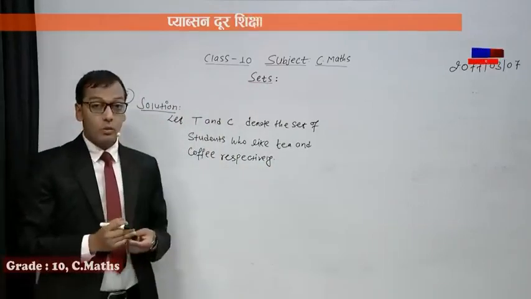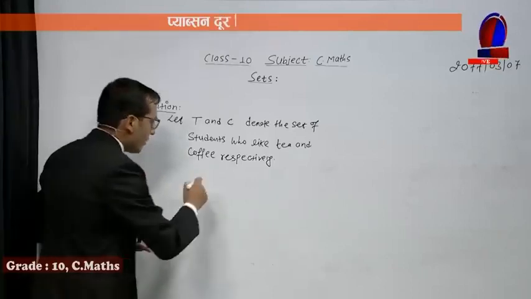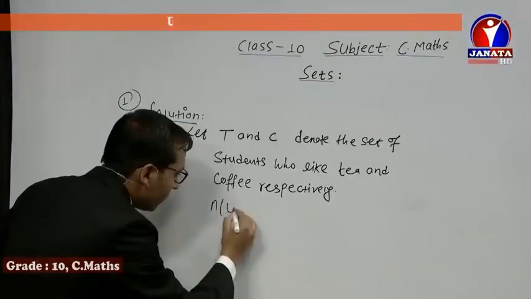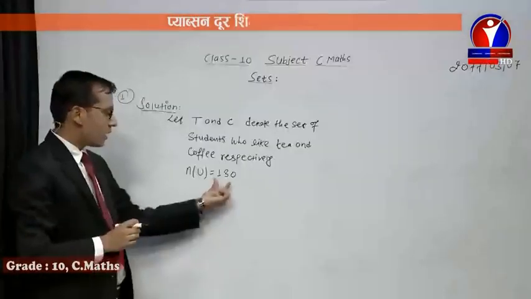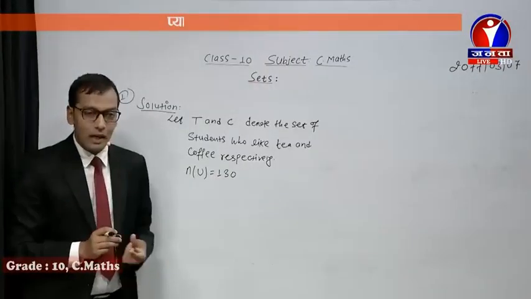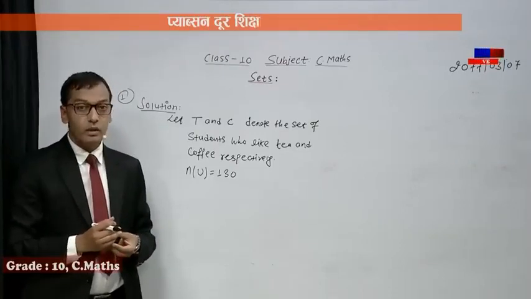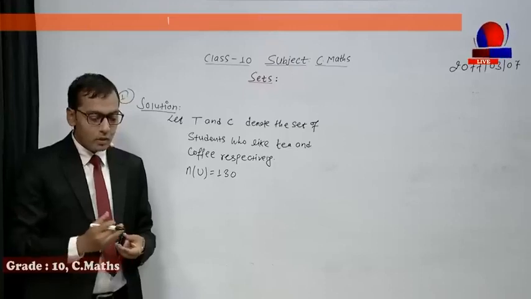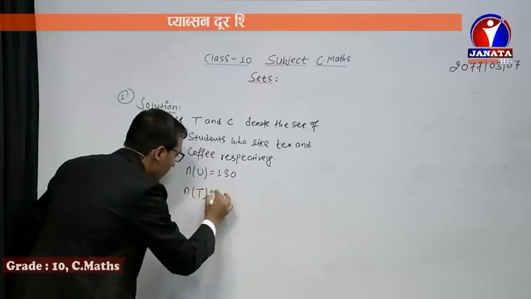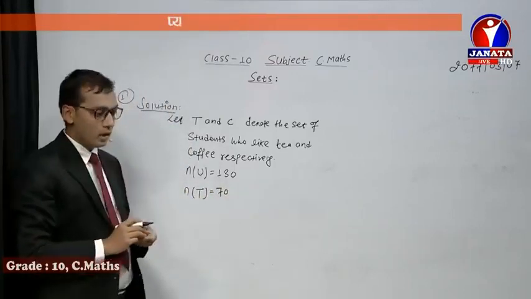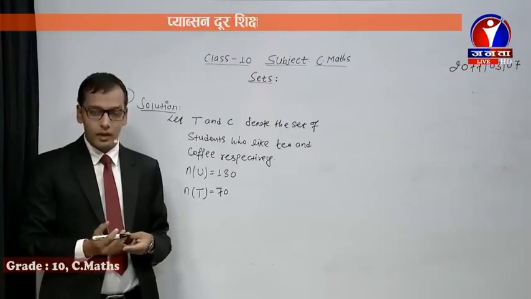Now let's write the total number of students in the class. Here N of U is 130, because there are 130 students in the class. Out of 130 students, 70 students like tea. So what is N of T? N of T is 70. What is the number of students who like coffee?